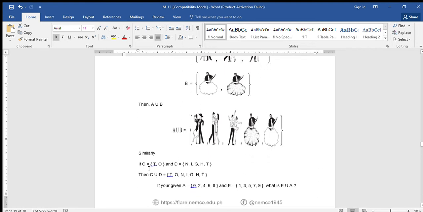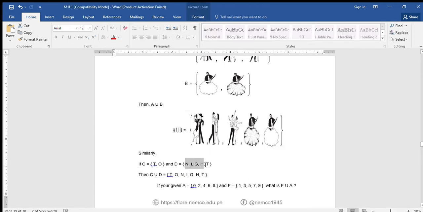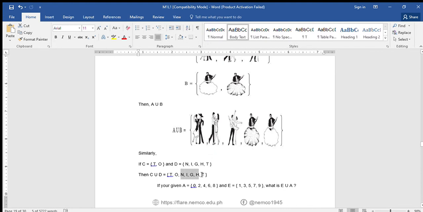Okay, so if we have here C is equal to TO and D is equal to NIGHT, then ang C union D kay ato copy ang tanan elements ni C which is TO, mao ni diri, and tanan elements ni D which is night and IGHT, so gi-copy na nato diri. So our C union D is tonight or TONIGHT.